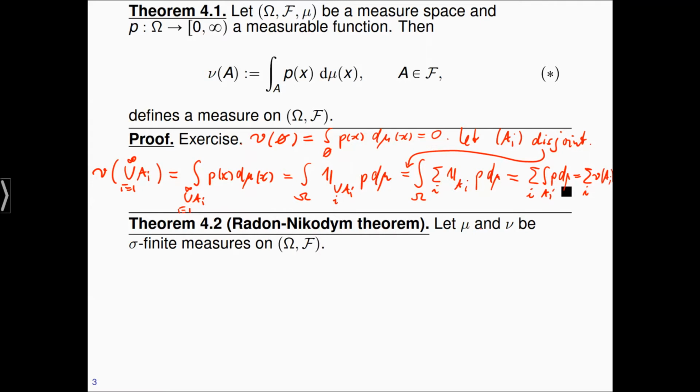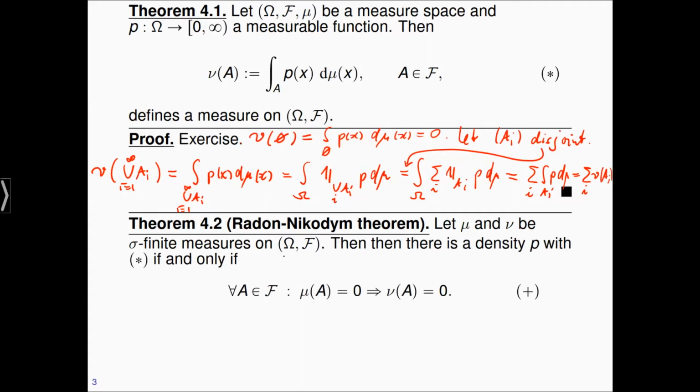We are given mu and nu, sigma finite measures on some measurable space omega F. And the assertion is that there is a density p such that our relation star here holds if and only if another property, which I call plus, holds. And this property is as follows. For all measurable sets A, if the mu measure of A is 0, then the nu measure of A is 0.